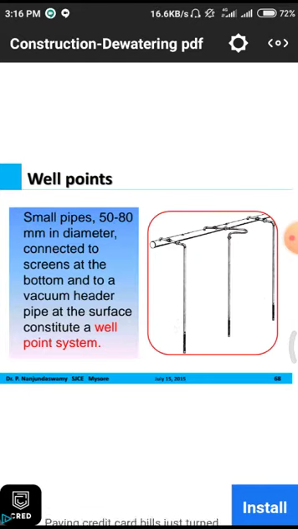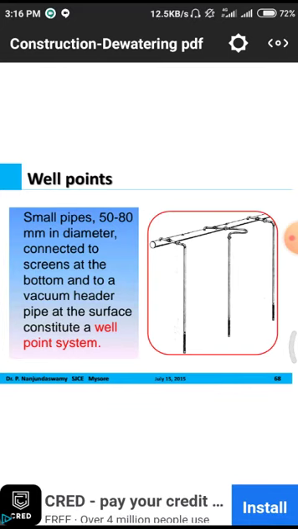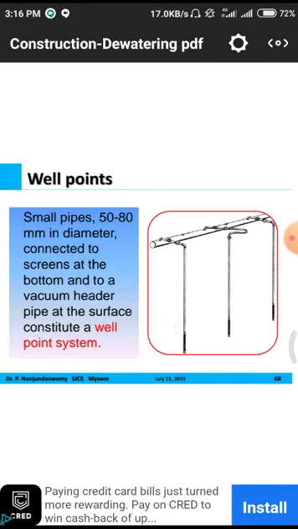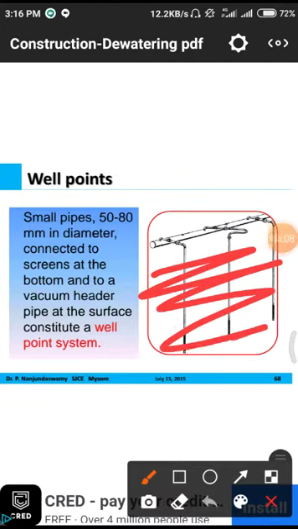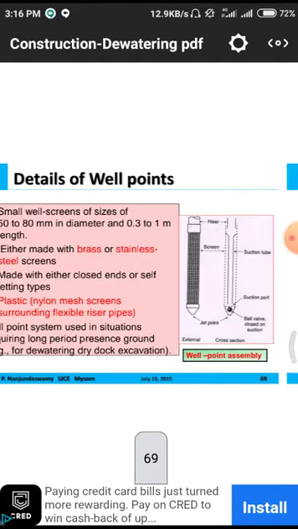Those are connected to screens at the bottom of the vacuum head. That means those are associated with these vacuum heads. Those are inserted into the particular soil strata. That means this total soil, in which the particular water is there, all that water will be drained by using these small pipes into the large pipe. The total water will be removed. It is a major phenomenon in this well point system.